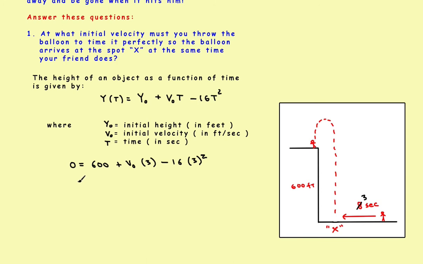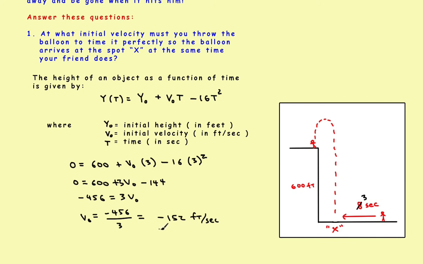Squared. Okay, so now that's going to give us 0 is equal to 600, and we'll solve this equation for v sub 0. So this would be 3 times v sub 0, and this time you'll have minus 144. So again, solving this, we'll move all the numbers over to this side, and we'll have minus 456 is equal to 3 times v sub 0, and if you divide by 3, you get v sub 0. The initial velocity would be negative 456 divided by 3, and that's going to give you minus 152 feet per second.